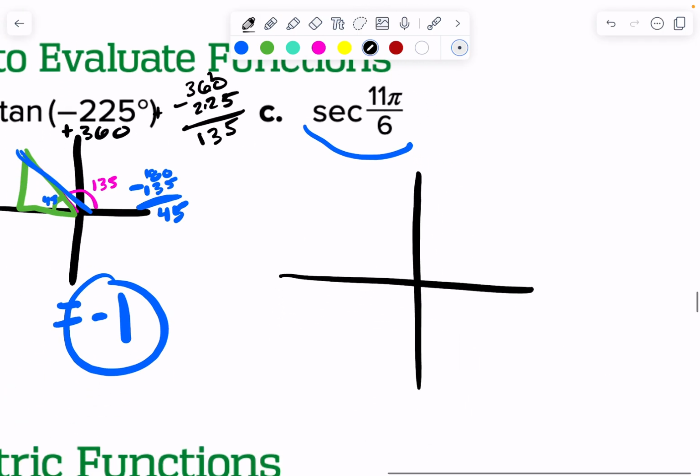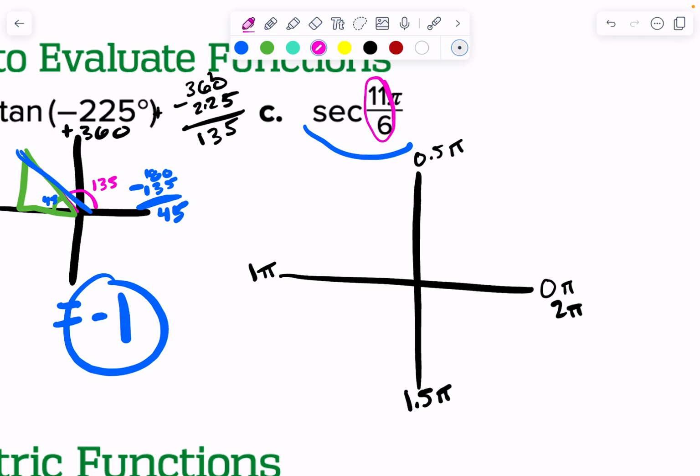Like I said, this is 0 pi. This is 0.5 pi. They call it pi over 2, but I'm going to do 0.5 pi for right now. This is 1 pi, this is 1.5 pi, and then 2 pi would be back the same spot as 0 pi. 11 over 6, if you divide those, that's almost 2 pi. So I know 11 pi over 6 is going to live here, from here around to here. If I go the whole way, that would be 2 pi, and 2 pi with a denominator of 6 would be 12 pi over 6, right?